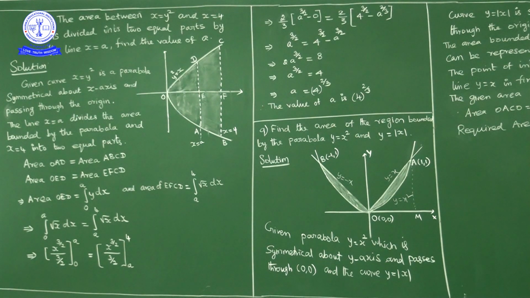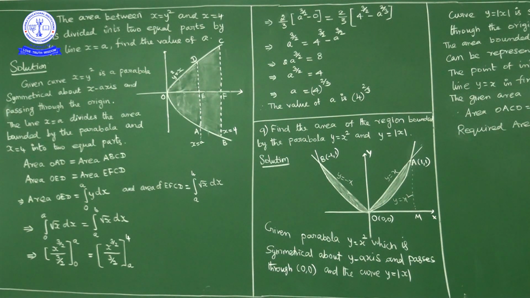Okay. Now y square is equal to x. This is the parabola y square is equal to x, symmetrical about x axis. Okay. Now line x is equal to 4 is given. This is the x equal to 4 line. Now this is the shaded region area. My rough line, a line x is equal to a given, is dividing this entire region into two equal parts. We have to find the value of a.